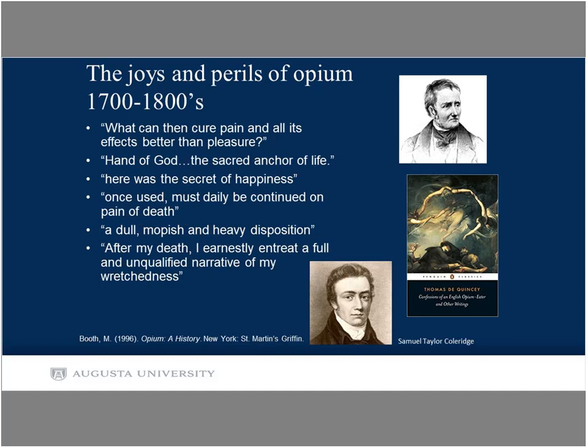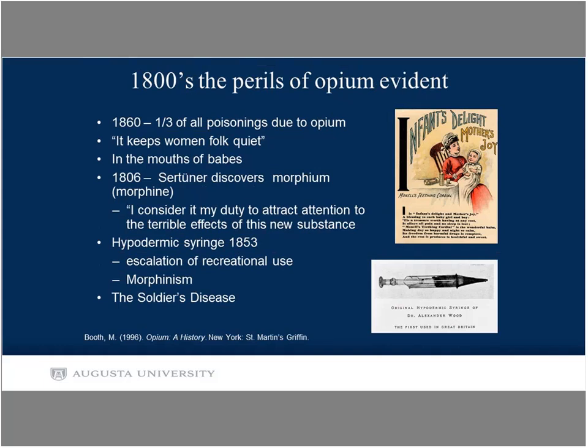So what can then cure pain and all its effects better than pleasure? They refer to it as the hand of God, the sacred anchor of life. Here was the secret of happiness. But then other quotes indicate that they realize that there are issues related to opium. Once used, it must be used daily, continued on pain of death. It's a dull, mopish, and heavy disposition. After my death, I earnestly entreat a full and unqualified narrative of my wretchedness. So a combination of joy and peril throughout the 1700s and 1800s.